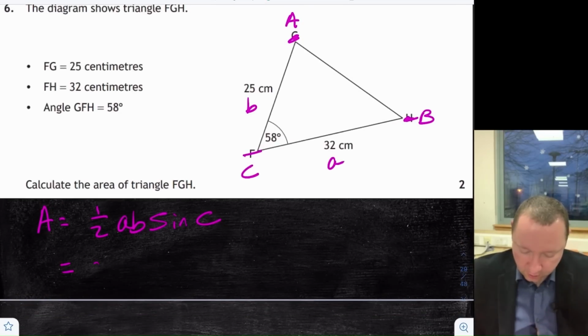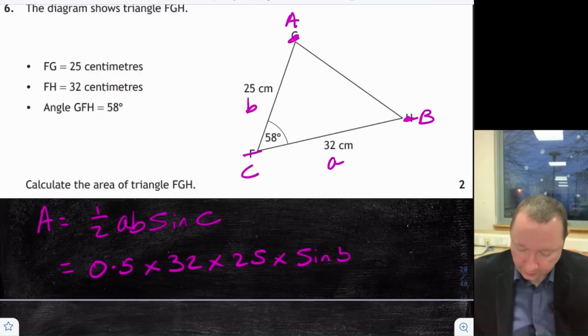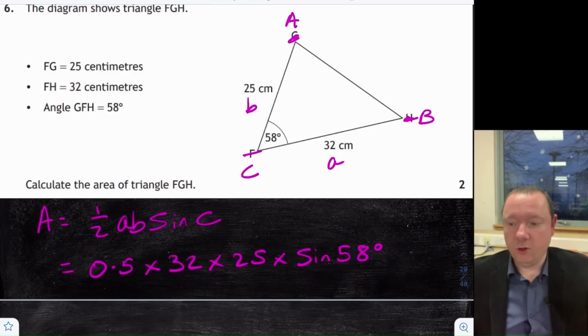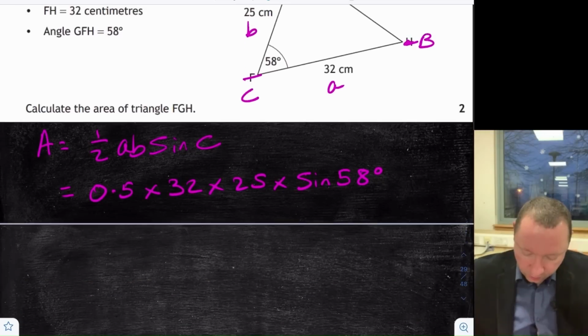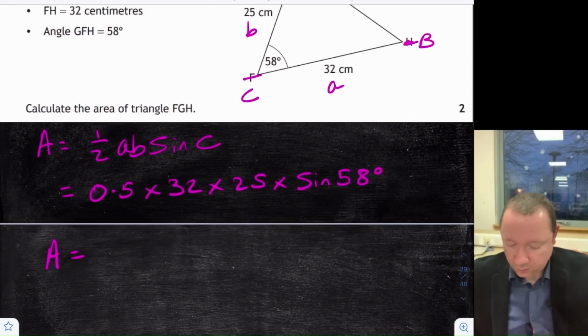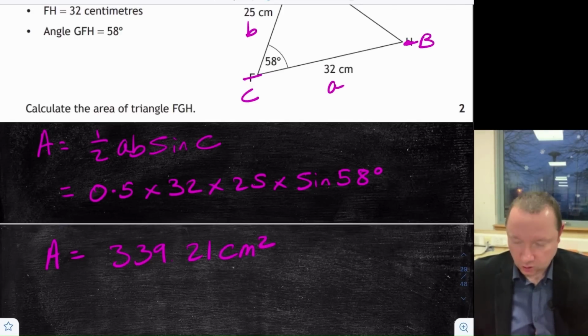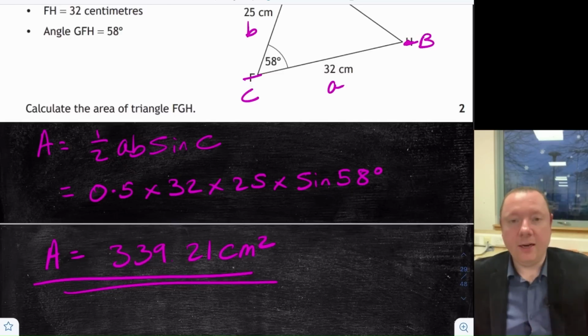So that gives me 0.5 times 32 times 25 times the sine of 58 degrees. We get a mark for substitution, it's worth 2 marks, and then a mark for a final answer using a calculator. If we type 0.5 times 32 times 25 times the sine of 58, making sure we've got degrees, we get 339.21 square centimetres. 339 would be an acceptable answer, or 339.2 or 339.21.